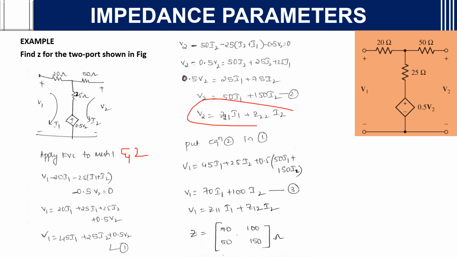If you substitute this V2 in the first equation, then again you will get everything in the form of I1 and I2 only. So V1 is equal to 45 I1 plus 25 I2 plus 0.5 into the V2 value, 50 I1 plus 150 I2. So you will get V1 is equal to 70 I1 plus 100 I2. So Z11 is 70, Z12 is 100. So the Z parameters are 70, 100, 50, 150 ohms.